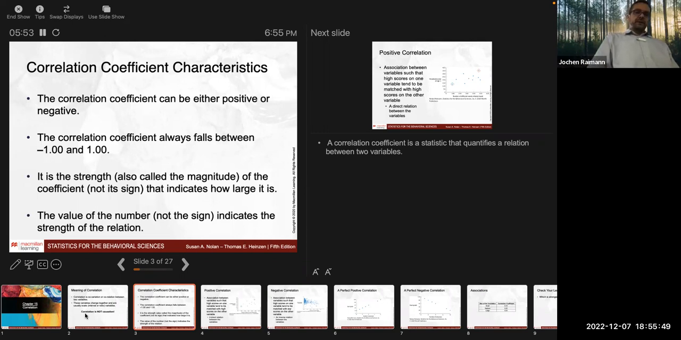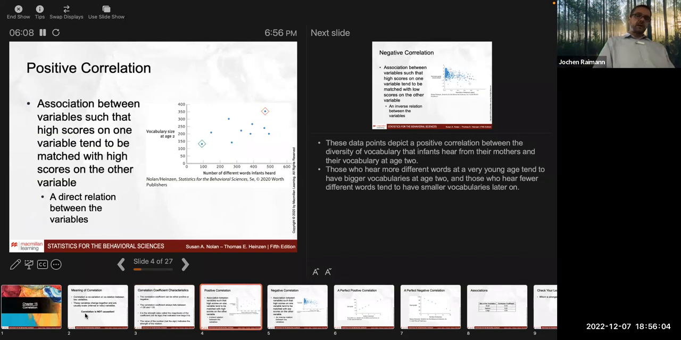Okay, so it is the strength that indicates how large it is. So basically you take the absolute value of that negative or positive correlation. That is the strength, only the strength. The direction is indicated by the sign. So a positive correlation, where the greater the independent variable, the greater the dependent variable is going to be. Remember, dependent variable y-axis, independent x-axis is now more important than ever.